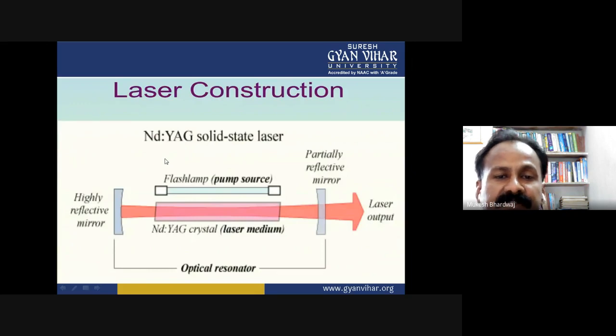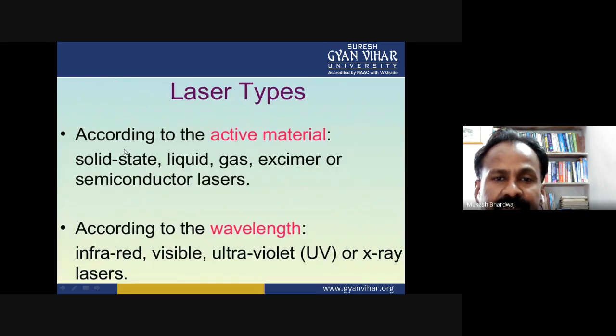This is the laser construction for an Nd-YAG solid state laser. Highly reflective mirror, partially reflective mirror: one is partial and one is highly reflective. The flash lamp is the pump source, and this is the optical resonator. So this is one example of laser construction.